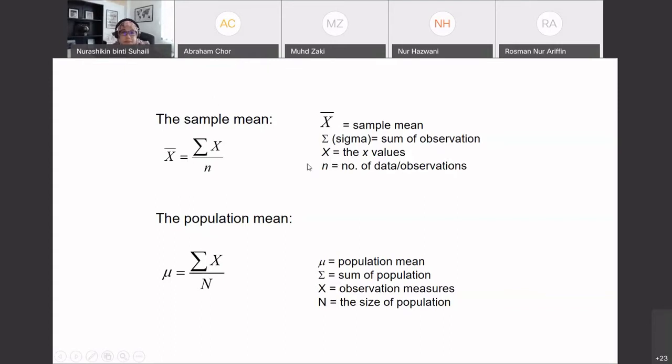The sum. The n here is the number of data or observations. If you are talking about the sample, you consider all the observations in that particular sample. But if you are talking about the population mean, you have to consider all the observations within that population. That's how it differs, but you can say the formula is similar actually.